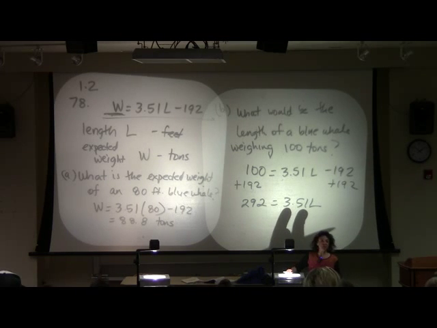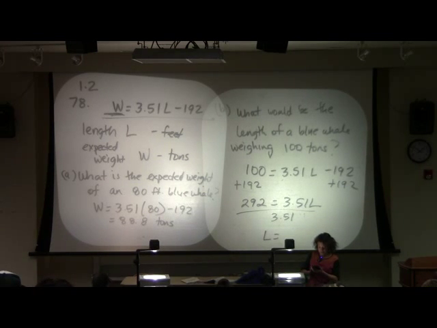How do you undo multiplication? Division. So you would take 292 divided by 3.51, and we're going to get about 83.2. How's that?